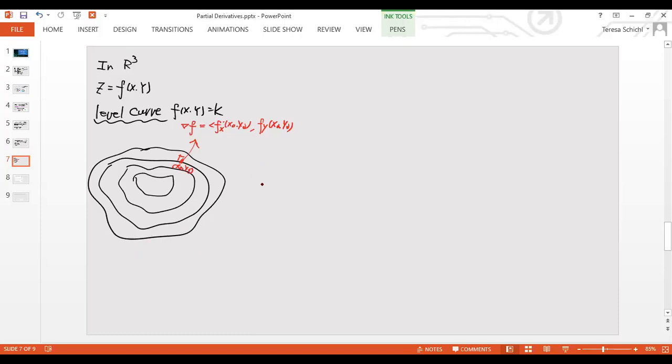Okay, so now we do the same thing here. Now I expand it to R4, okay? We have the exact same results here. If I go to R4, that means I have w equal to f of x, y, z here. So instead of the level curve, we have the level what? We call it a level surface.